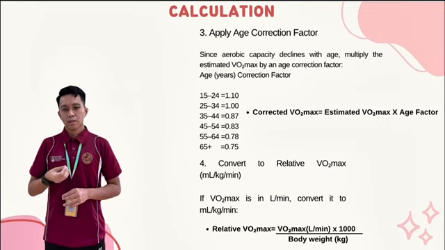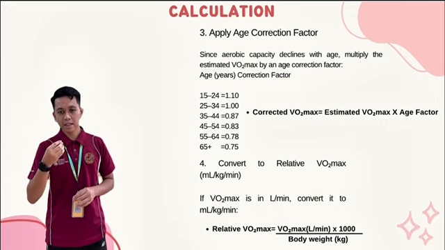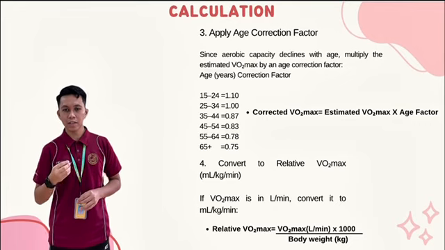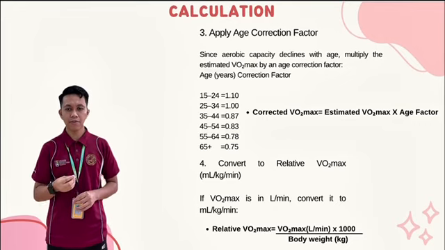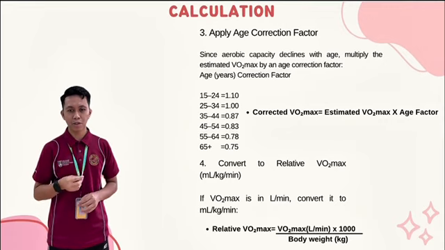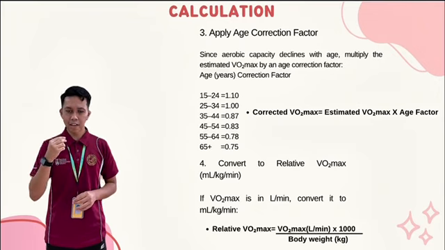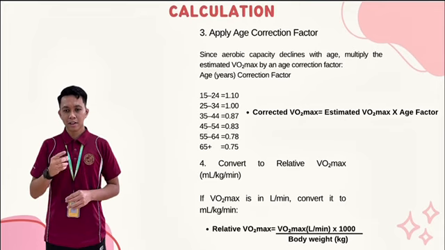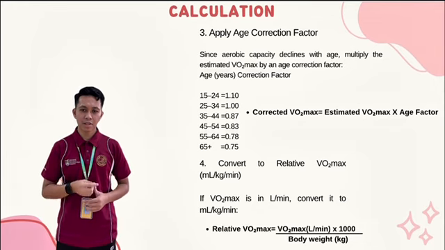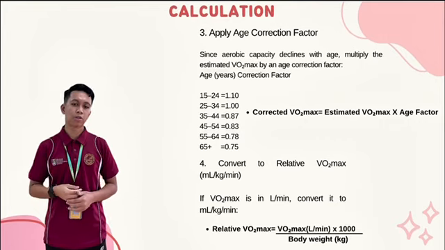So we go to the last step, which is to convert to relative VO2 max in ml/kg/min. If VO2 max is in liters per minute, convert it to ml/kg/min. For relative VO2, we see the formula. Relative VO2 max equals VO2 max in liters per minute multiplied by 1000 divided by body weight. So you get the answer for overall VO2 max. So that's all for me.